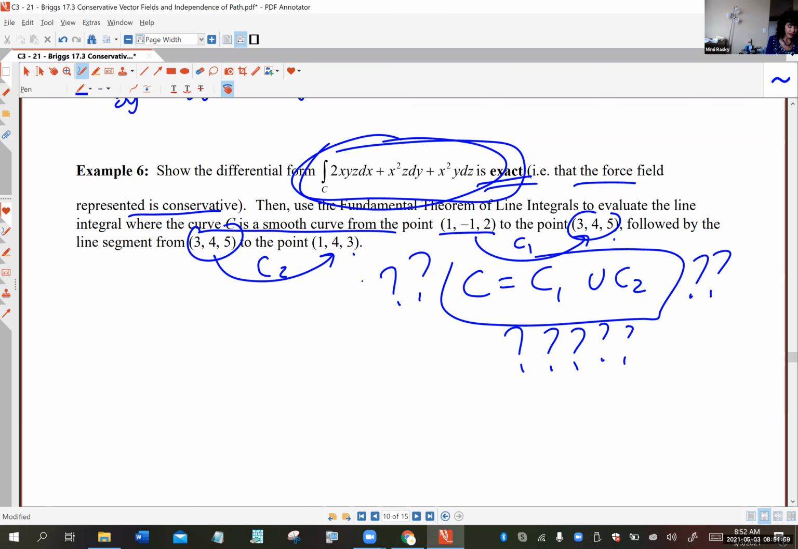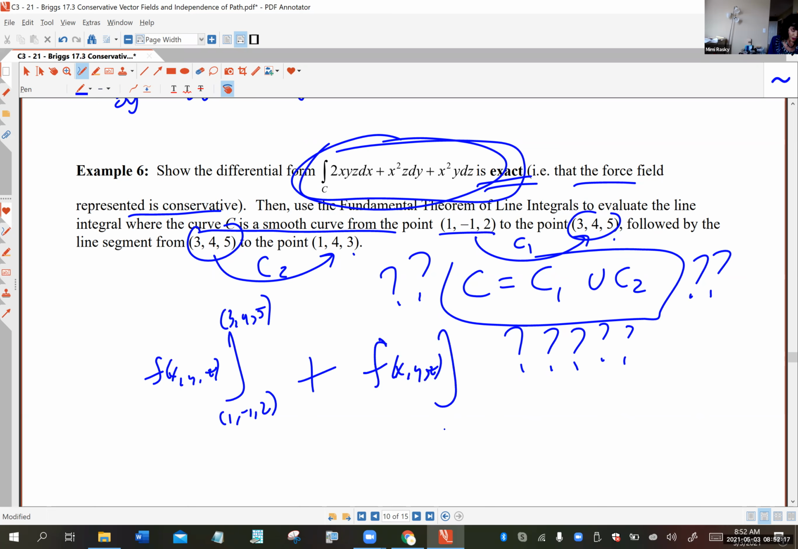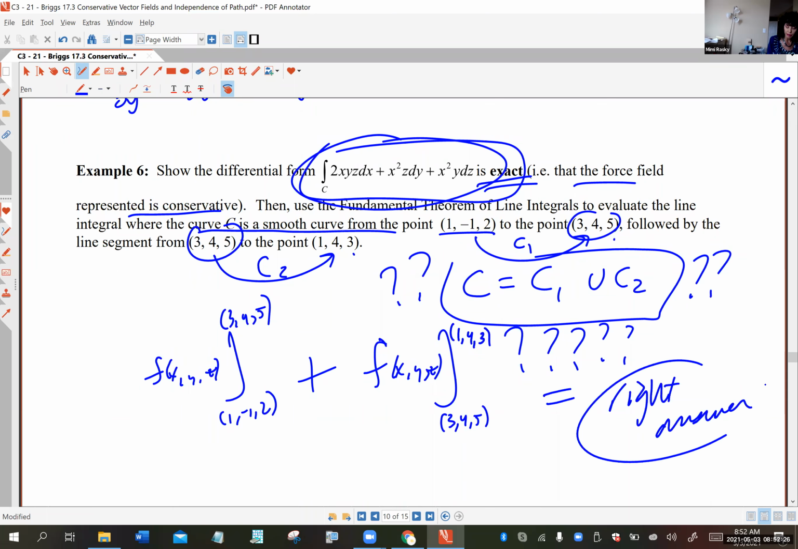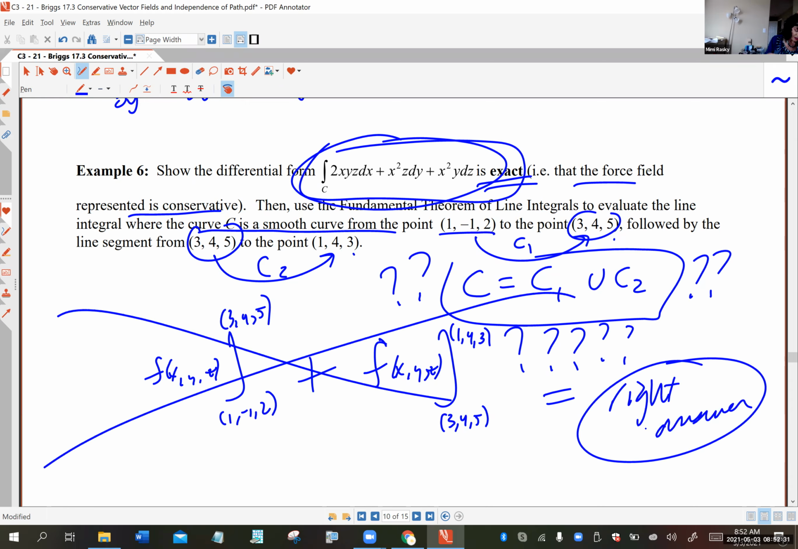But they did use the fundamental theorem of line integrals, that's fine, but they first used it going from the beginning point to the layover stop, and then they added that to the second part of the journey, where they left off and finished. And that will give you the right answer. But because you wasted so much valuable time, I don't give you full credit. You should have known that you don't need to do that.